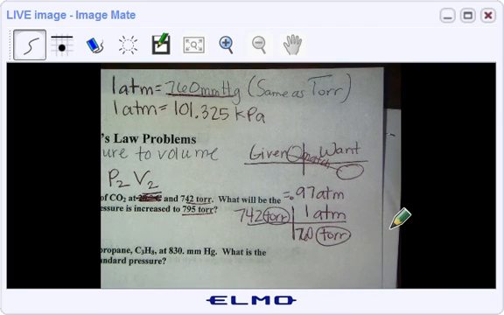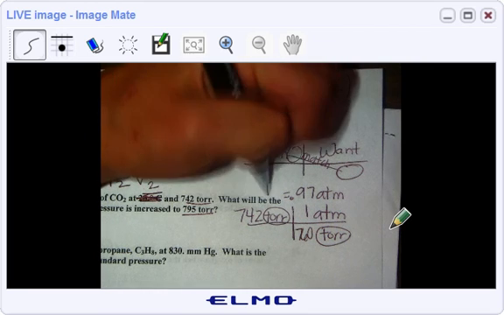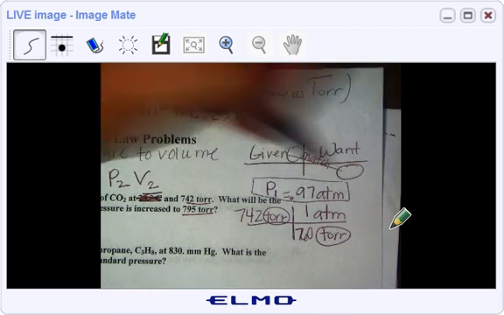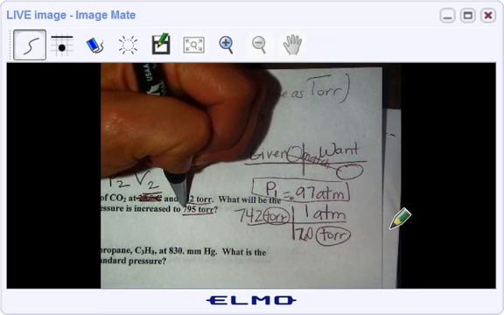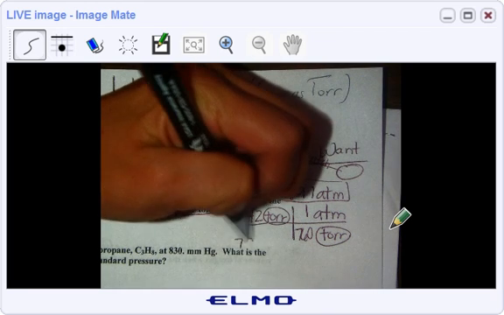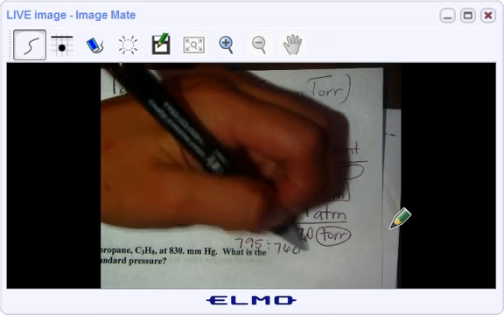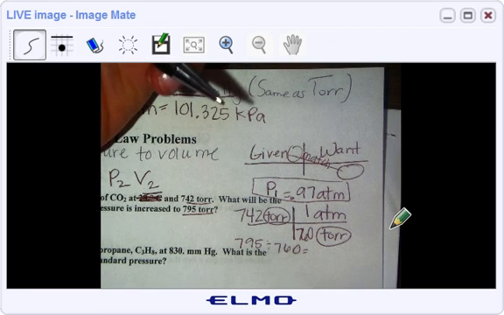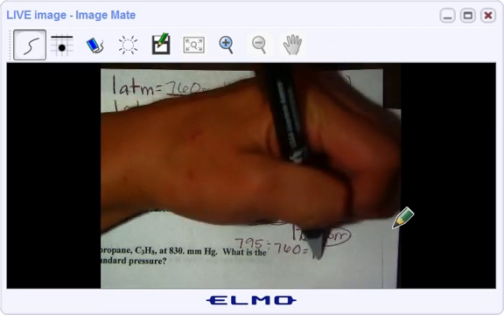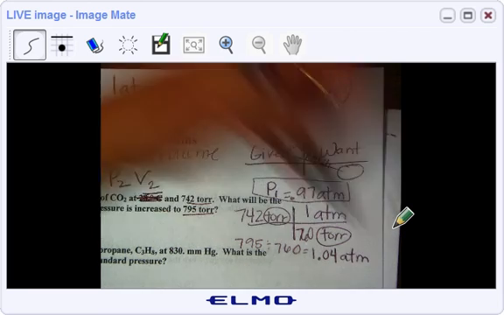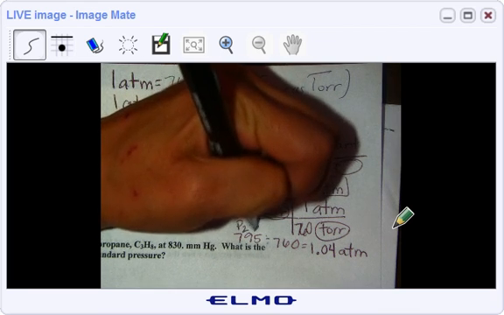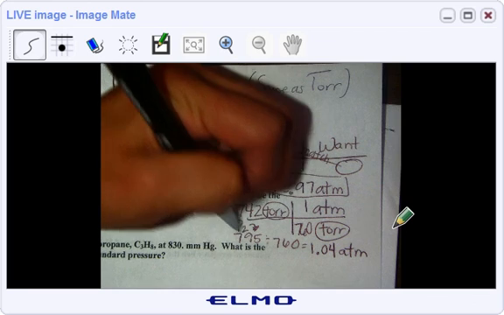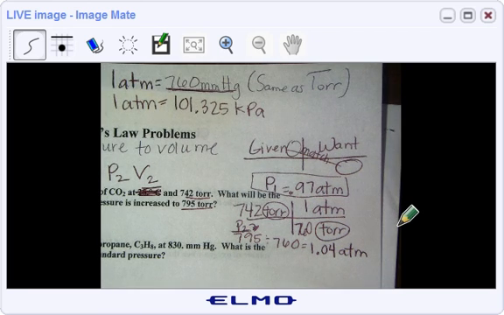So this is going to be my P1. I'm going to do the same for 795. And this is my P2. So I have my P1 and my P2. I'll give you a minute to write that down.